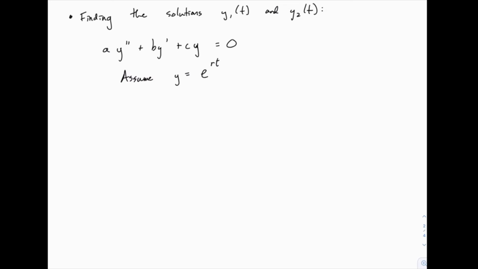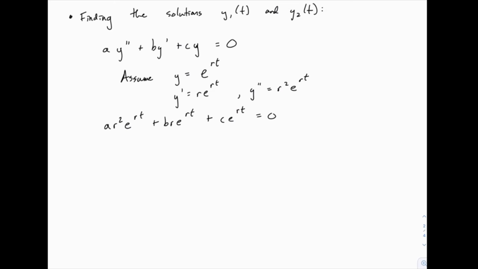And now to plug things into that equation, we need to find y prime, which would be r e to the rt, and y double prime would be r squared e to the rt, which we can substitute in, and we get a r squared e to the rt plus b r e to the rt plus c e to the rt equals 0. And if we can find what r has to equal, given values of a, b, and c, then we'll be done.